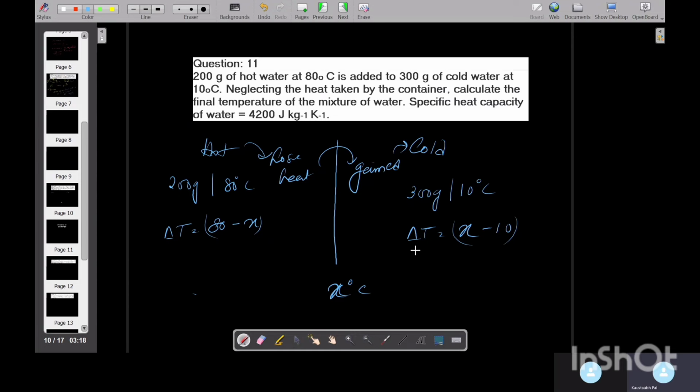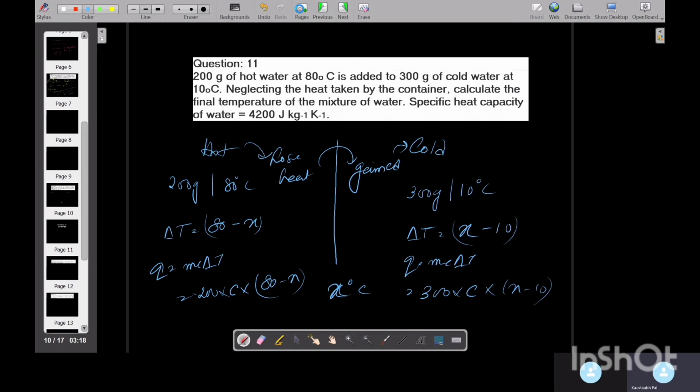Okay, so here you see Q equal to mcΔT, here also Q equal to mcΔT. Here the mass is 200, and C is 4200. Both sides C will be similar, so I'm just taking C only. Now here it's 80 minus X. The mass here is 300 gram into C, because ultimately it will get cancelled, since both sides have 4200. Don't waste your time writing that. So here X minus 10.